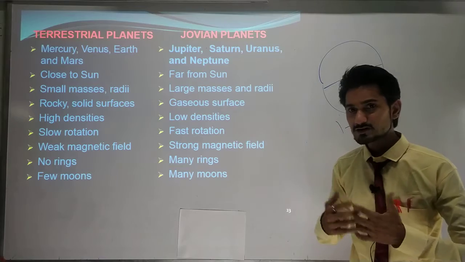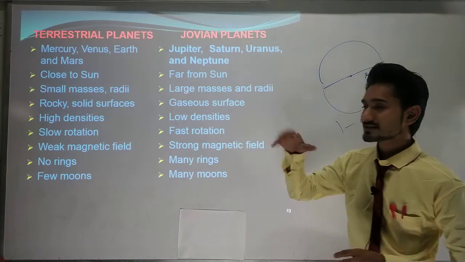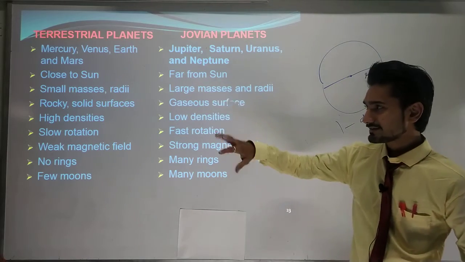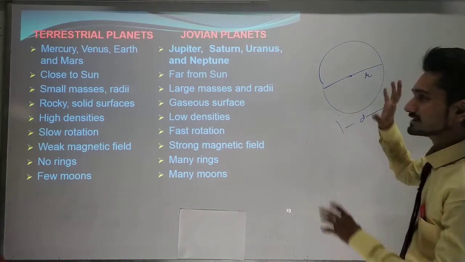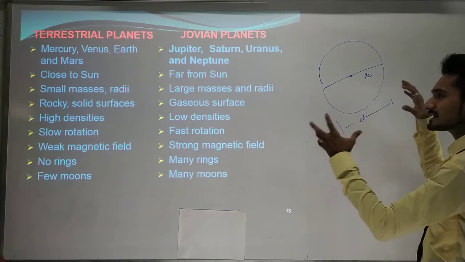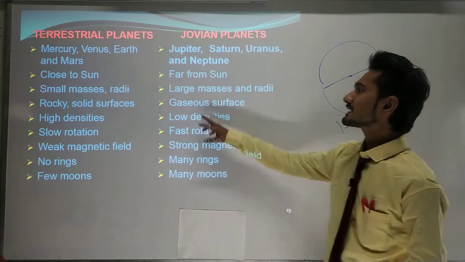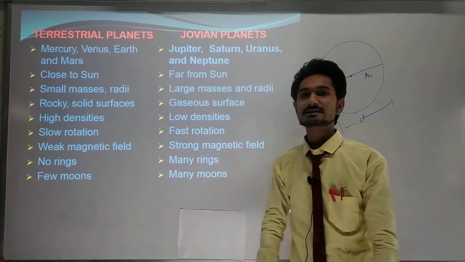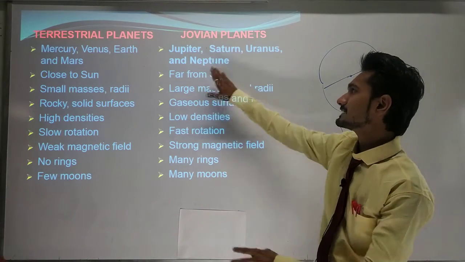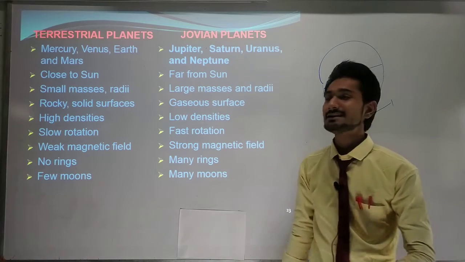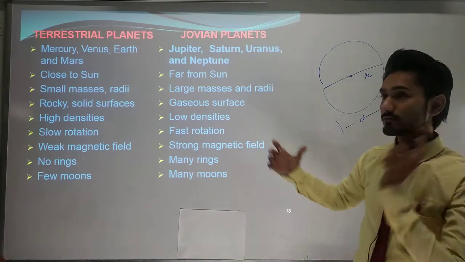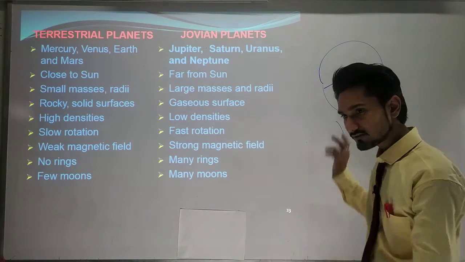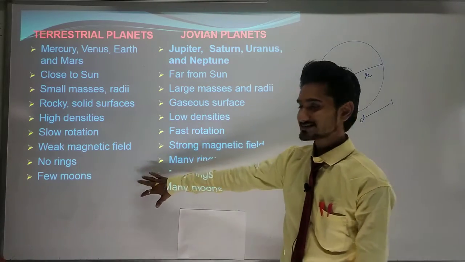Terrestrial planets are very close to the sun, while Jovian planets are far away from the sun. Terrestrial planets are small in mass and small in radius. The Jovian planets have large masses and radius, a big size. When we look at Jupiter, Saturn and Uranus, you can see that they have very large masses and a much bigger radius compared to the terrestrial planets.